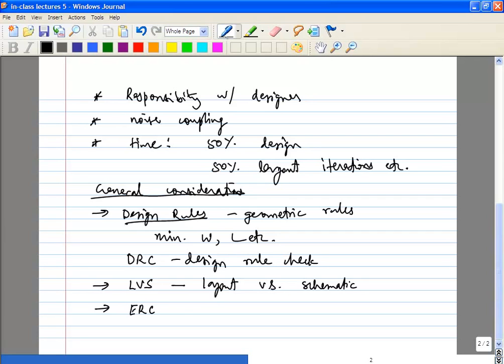Okay, then there is something called ERC. Okay, these are all part of what is called physical verification. So actually, we are going to look at a couple of others. ERC is electrical rule check.